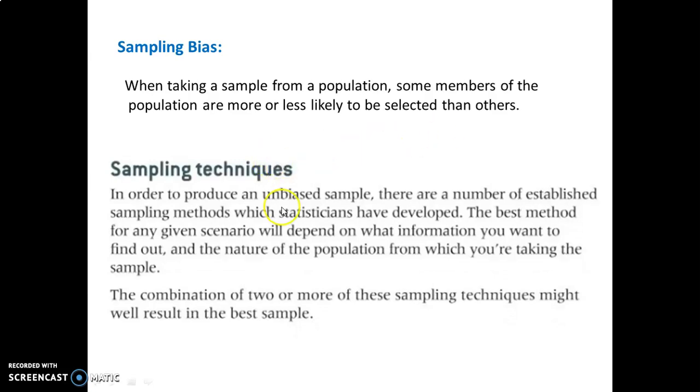So in order to produce an unbiased sample, there are a number of established sampling methods which statisticians have developed. The best method for any given scenario will depend on what information you want to find out. The combination of two or more sampling techniques can be used for your best sample. Let's take a look at sampling techniques now.